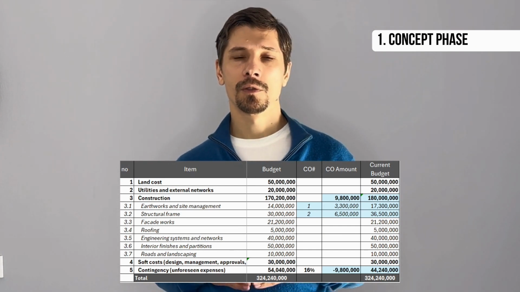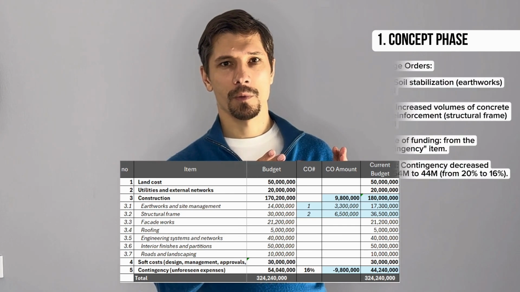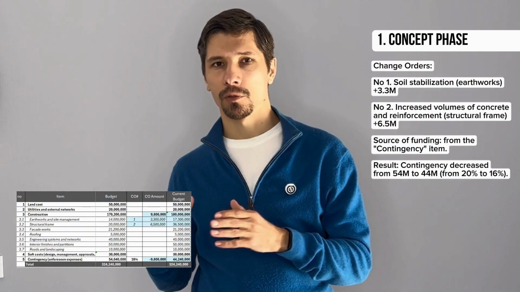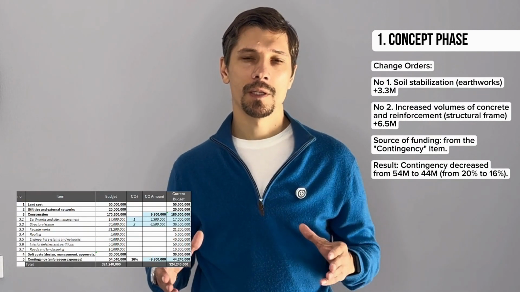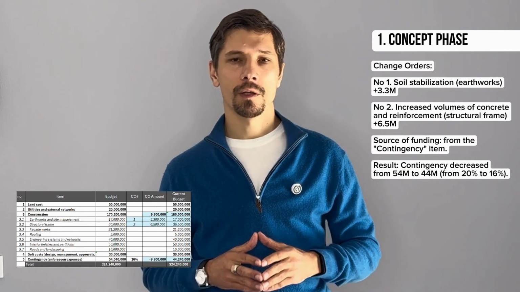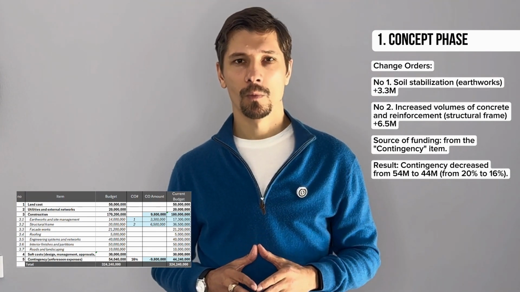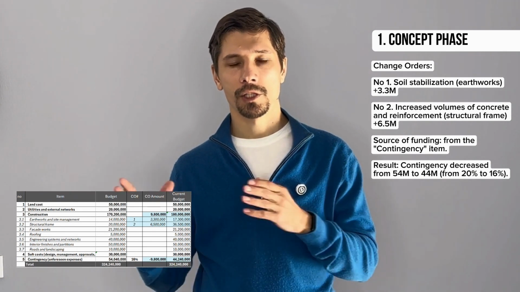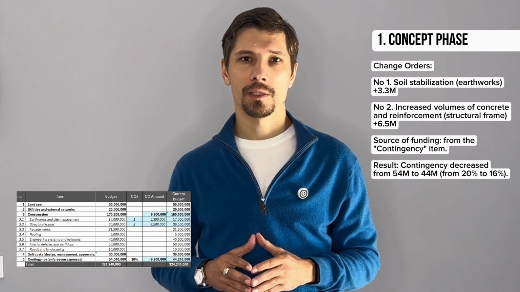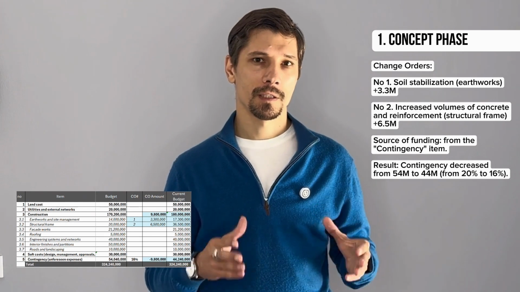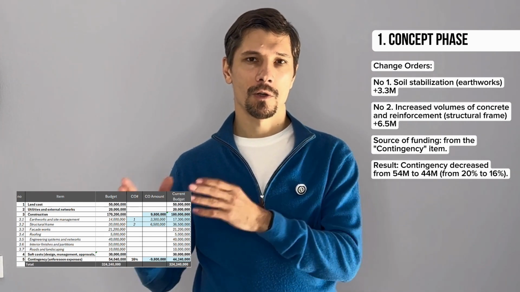This results in two change orders, one for the earthworks and another for the cost of the structural frame, which increases our current budget by drawing from unforeseen expenses. We reflect this in our report, showing the change order numbers, the cost of the changes, and the reduction in unforeseen expenses that compensates for these cost items.